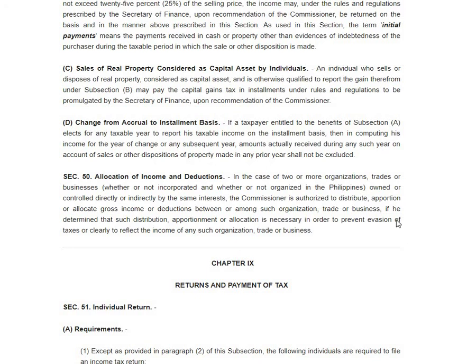Okay? But the commissioner, according to Section 50, is empowered to distribute, apportion, or allocate gross income or deductions. So the commissioner will say, oh, this is just transfer pricing, because obviously the 25 pesos, they sell that at the equivalent value of 30 pesos in the international market. So that would be the 25 peso margin. The commissioner has the power to do that, to apportion the gross income if it is necessary to prevent evasion of taxes or clearly to reflect the income of any such organization.